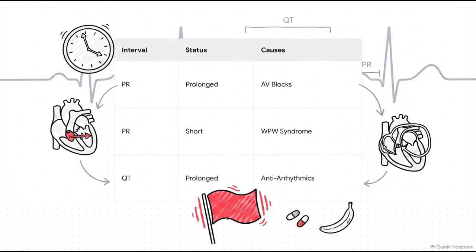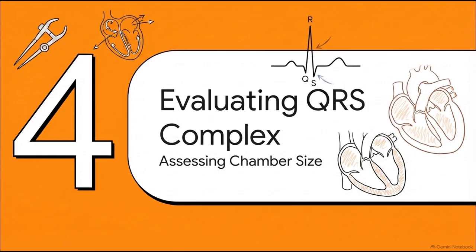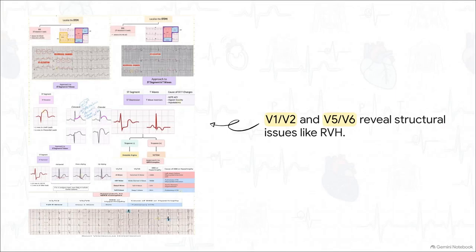So your precise measurements literally reveal hidden dangers. Which brings us to Section 4, evaluating the QRS complex and assessing chamber size. So we've reached Step 6, where we examine the actual physical shapes of the QRS complex to understand the physical state of the heart's ventricles.